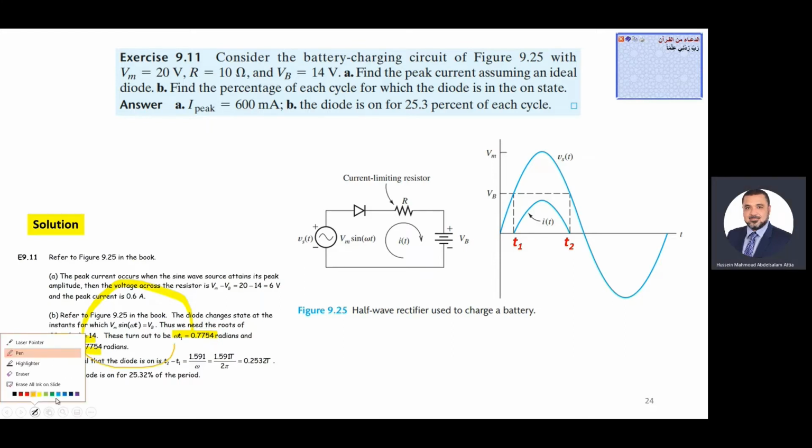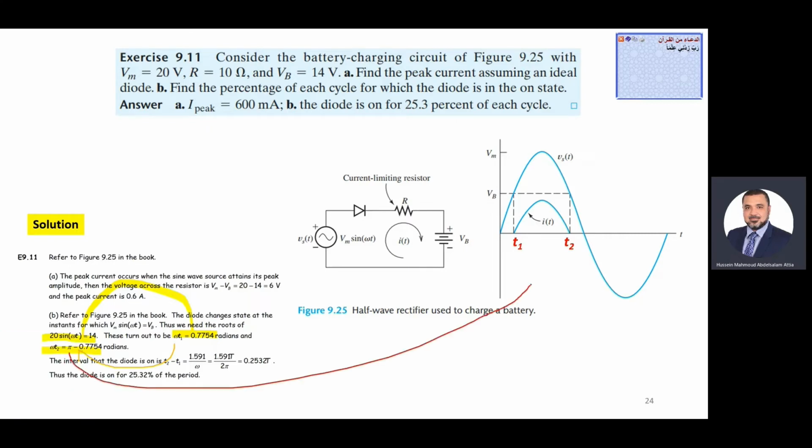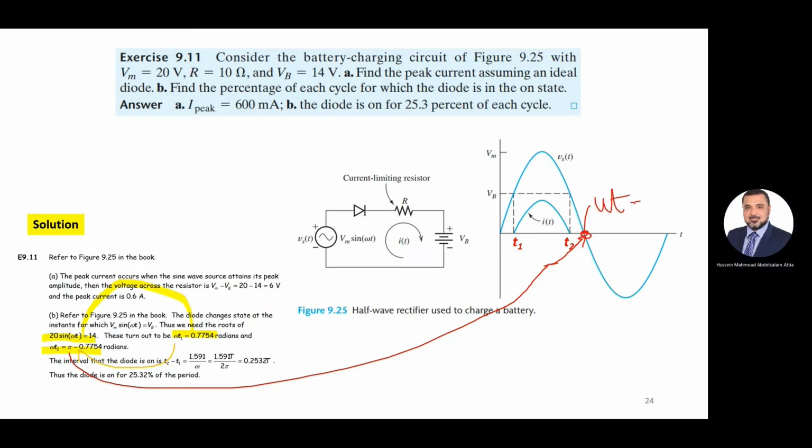Why do we have pi here? We have pi here because this is the point here, and here, the omega T is equal to pi. And at this point, omega T equals pi of the cycle. Okay, omega T equals pi at this point. So omega T2 will be pi minus 0.7754, because here one half cycle is pi, another half cycle is pi.